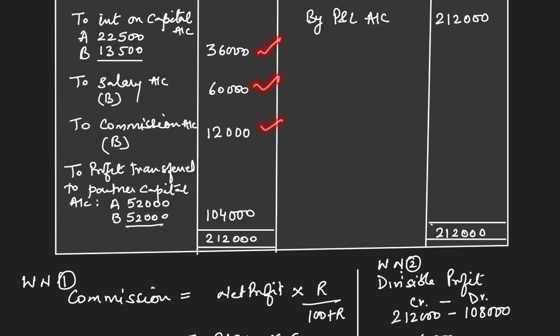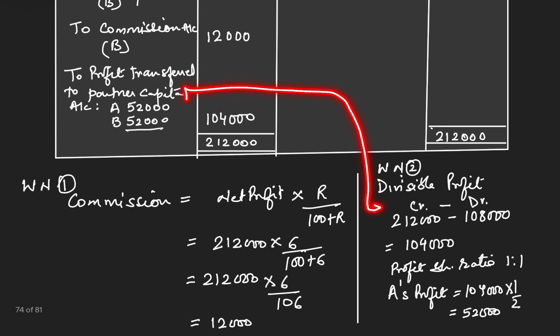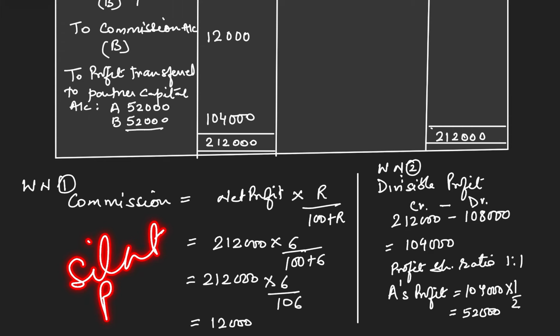Then after this, we have to subtract these three items from the total of 2,12,000 to find out the divisible profits. These are the divisible profits. Let's see how we have calculated the divisible profits. So the total credit side is 2,12,000 minus 1,08,000, that is salary plus interest on capital plus commission of the partners. The difference comes out to be 1,04,000. Now this 1,04,000 is to be divided between A and B in their profit sharing ratio.